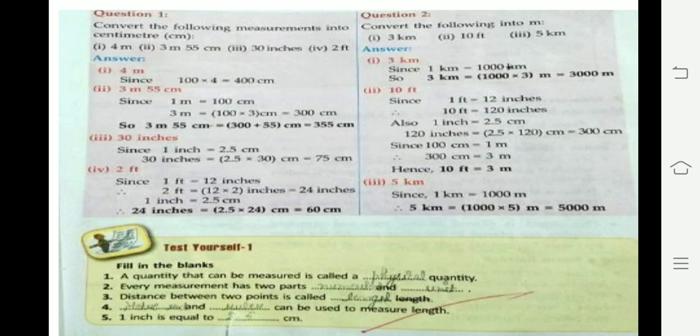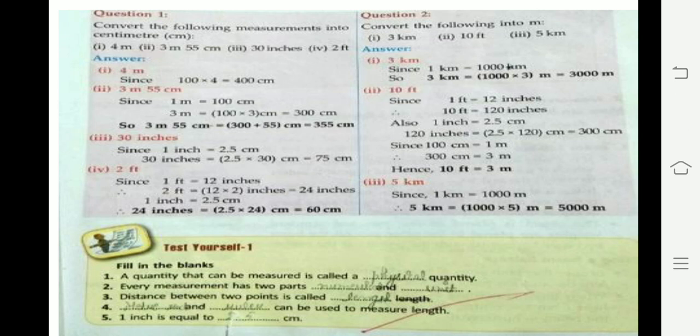The fourth one, 2 feet. Convert 2 feet into centimeter. In 1 foot there are 12 inches. 2 feet, how many inches? 12 into 2, that is 24 inches. In 1 inch there are 2.5 centimeters. So 24 inches, when you convert into centimeter, you will multiply 2.5 into 24. It is converted into 60 centimeter.